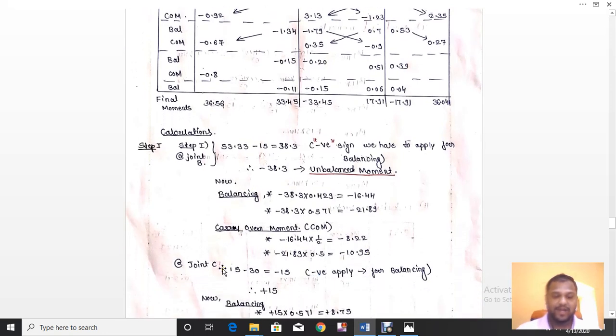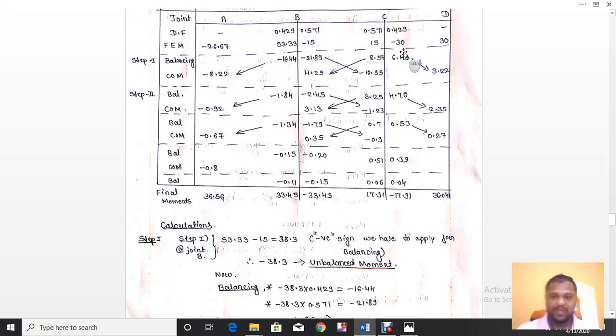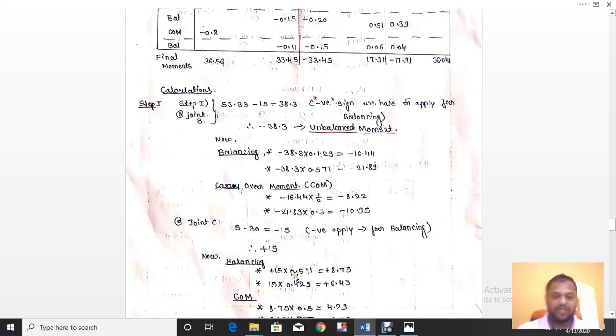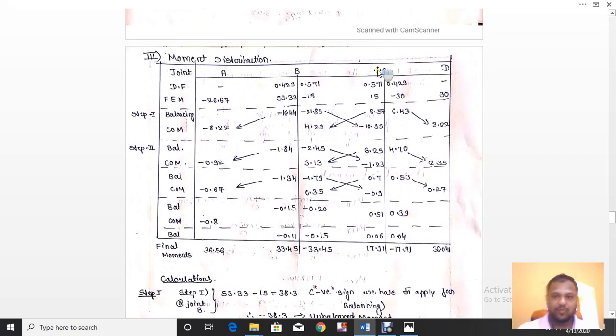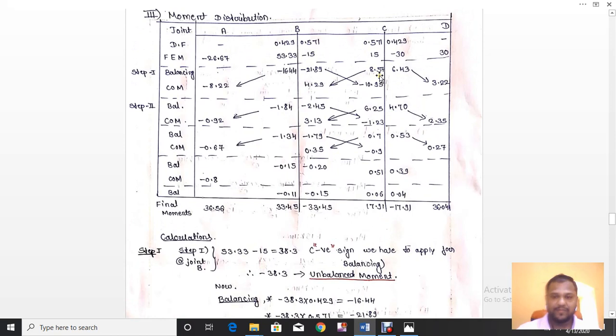If I consider joint C, you can see here plus 15 minus 30, we are going to get minus 15. So minus 15 we have got. So we have to multiply it with the minus sign for balancing. So plus 15 we have got. So plus 15 into distribution factors, 0.571. So if I multiply, I have got plus 8.57 and plus 6.43. So this particular line is over.